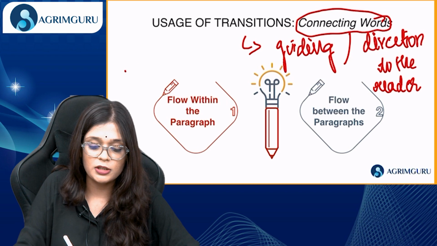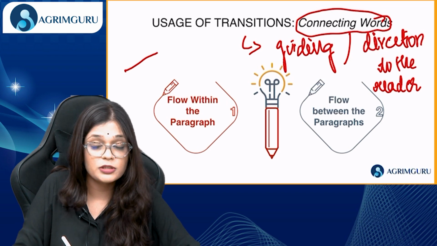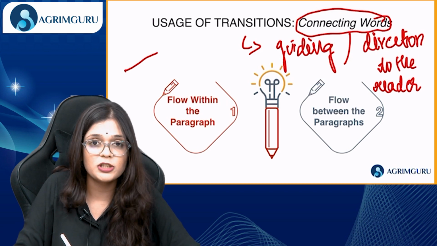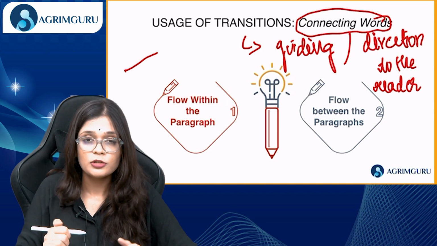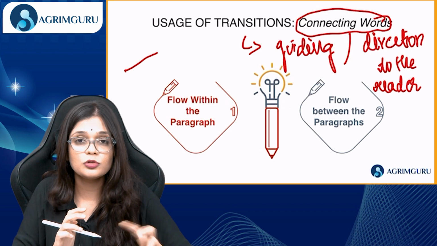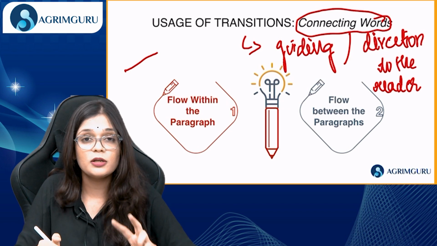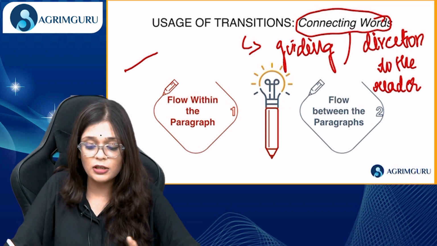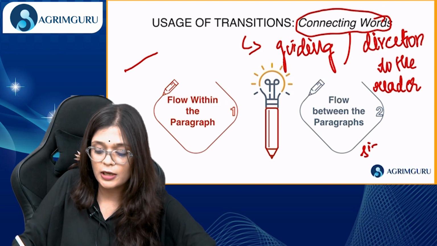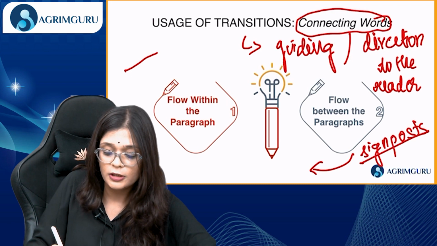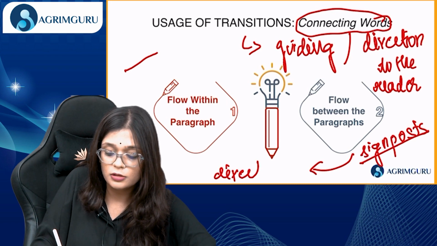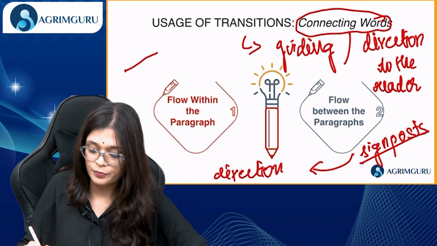For example, you write a sentence, you discuss a concern, okay, and then to substantiate it, you utilize evidence, okay. So to connect those two pieces of information to show that they are related, we use connecting words. Connecting words are also known as signposts, because they give direction to the reader about what is coming next.